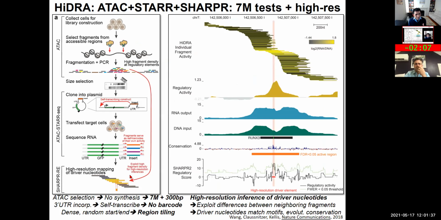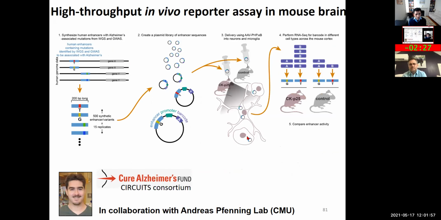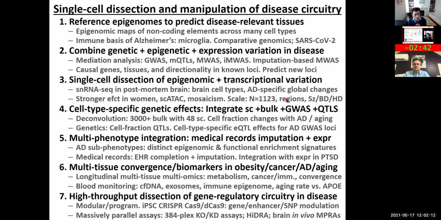We've also developed methods for massively parallel testing of millions of accessible regions dissected directly from ATAC-seq experiments, inserted in self-transcribing constructs, enabling us to now start fine mapping the enhancer activity into individual evolutionarily conserved and motif-containing sites that are predicted to be drivers. And then we're using massively parallel reporter assays and MPRA technology in the context of mouse brain with Andreas Fenning, a previous postdoc in the lab who's now at TMU, to start understanding the spatial context in which these genetic variants are acting.